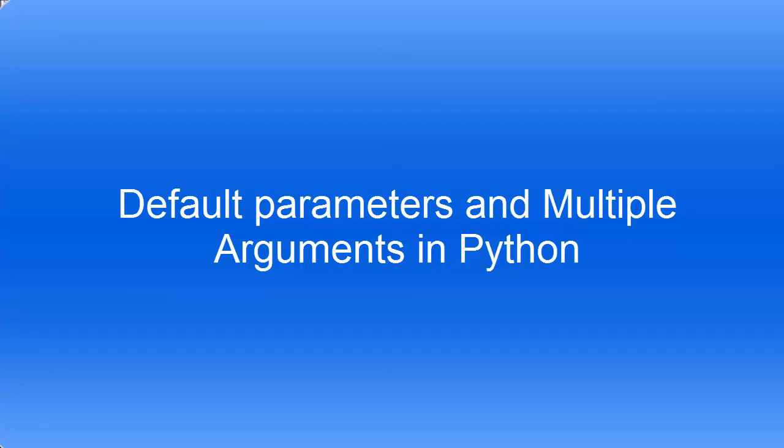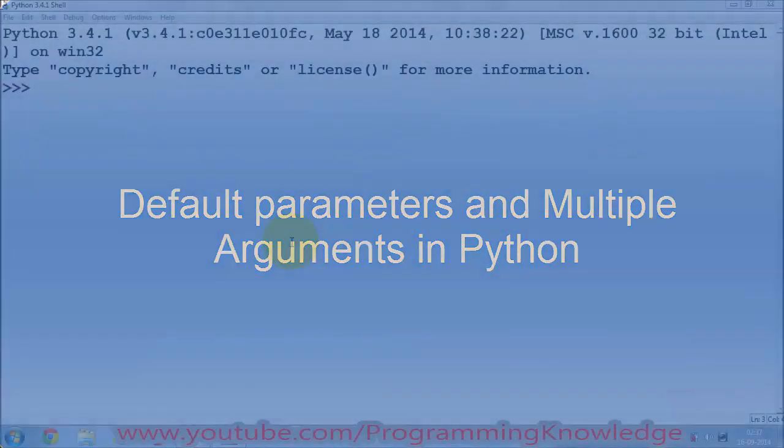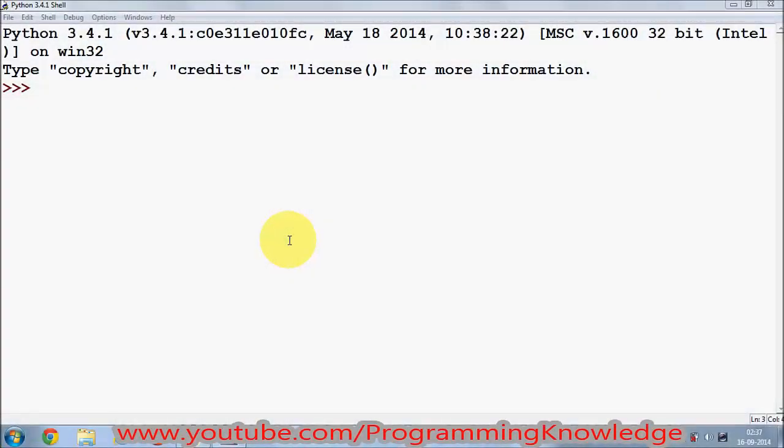Hello guys, in the last video I have shown you how to use and how to define a function in Python. In this video also I'm going to continue with functions, and I'm going to show you how to use some other features in functions like default parameter and multiple parameters in function. So let's get started. In the last video I've shown you how you can declare a function. So you can declare a function in Python like this.